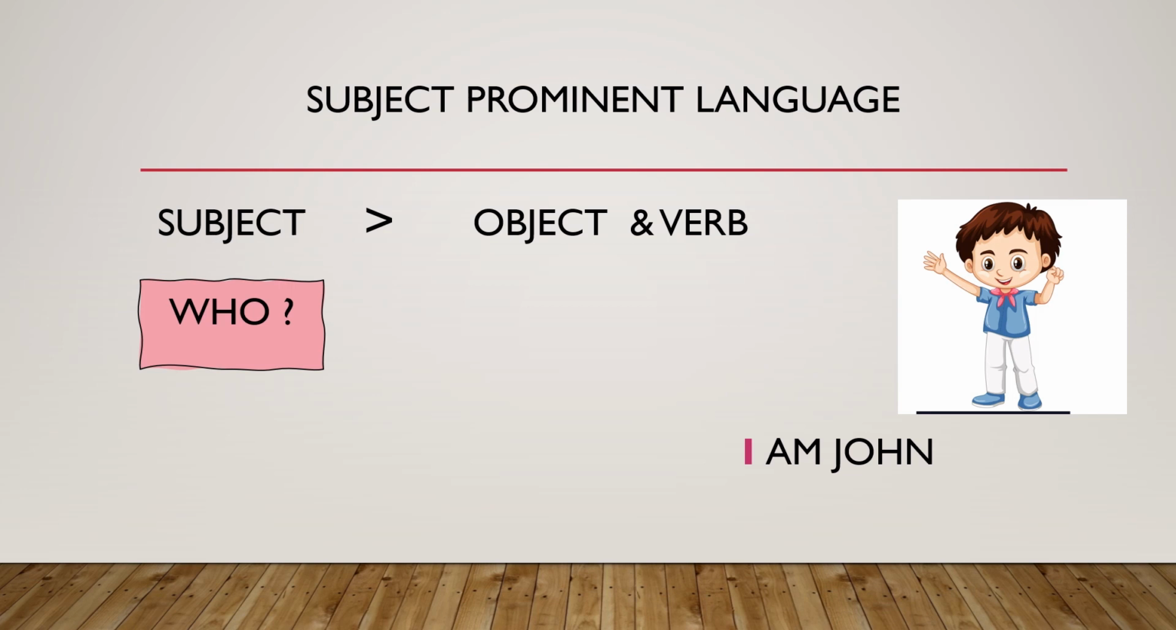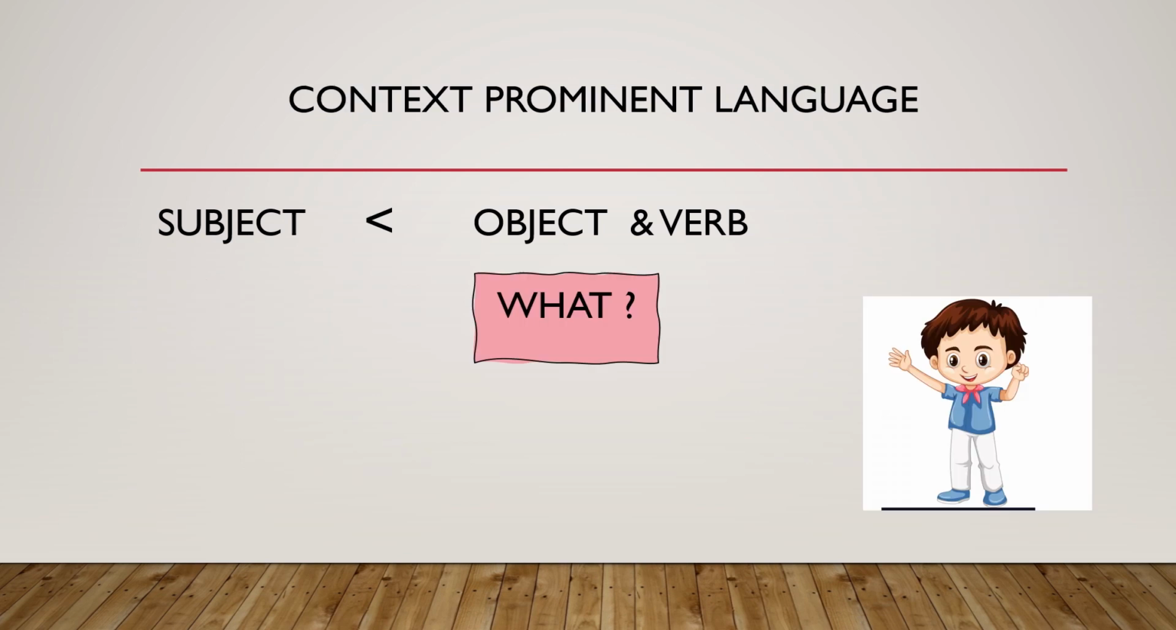Like for example, the sentence I am John. In that, the word I is very important. If I hide the word I and say only am John, it sounds a bit strange, isn't it? On the other hand, the Japanese sentence is more of a context prominent language. In that, the object and the verb of the sentence are of greater importance. That is, what is being spoken about, or the basic discussion point or context of the sentence, has more weightage as compared to the subject.